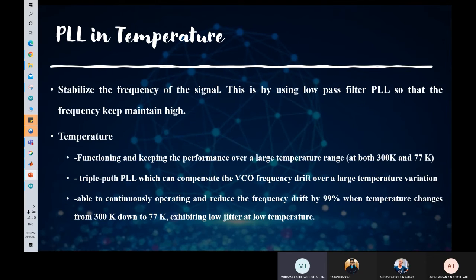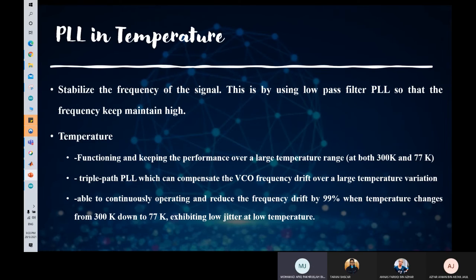So the next is PLL for environment. I will explain about PLL in temperature. The function of a PLL is to stabilize the frequency of the signal. This is done by using a low pass filter in the PLL so that the frequency is kept maintained high.